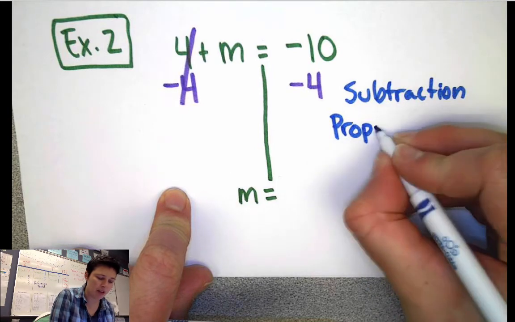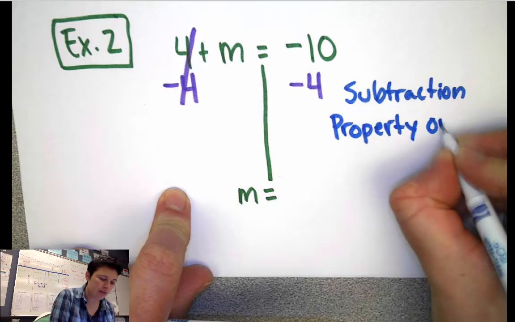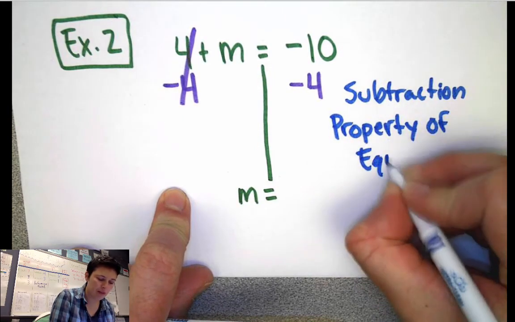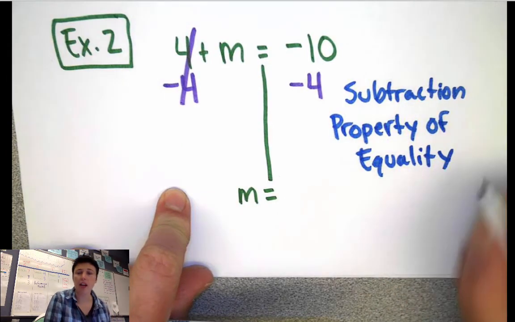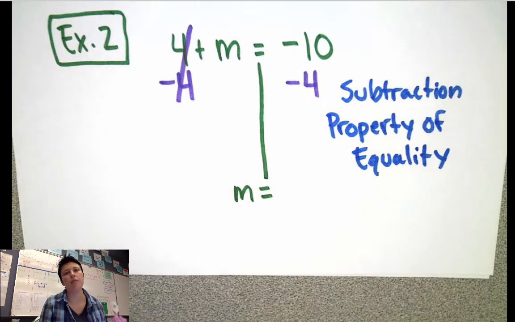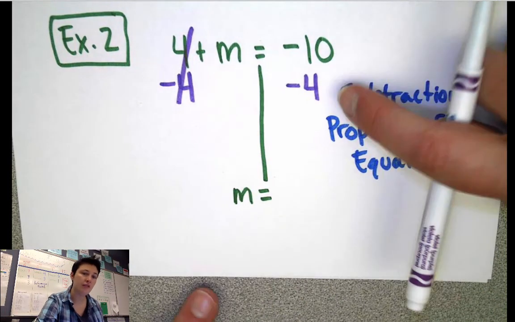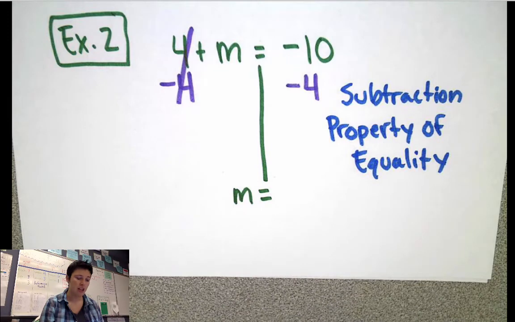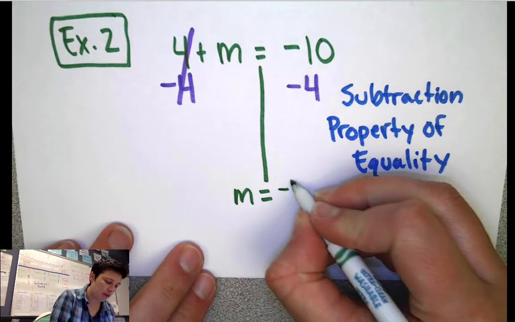Subtraction property of equality, which is really the fancy way of saying I am equally subtracting from both sides. So I'm taking 4 away from both sides. And that gets rid of the 4's here, so I have what I want at the bottom, m equals, and a -10 and a -4, when you put those together, is a -14. So I end up with the answer, -14.